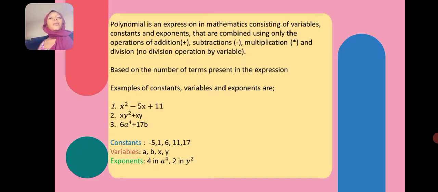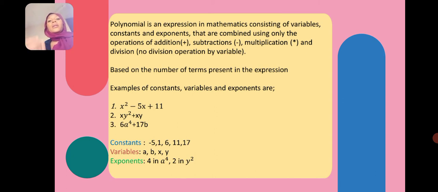Now, to begin with, we are going to learn what is polynomials. A polynomial is an expression in mathematics consisting of variables, constants, and exponents. They are combined using only the operations of addition, subtraction, multiplication, and division, based on the number of terms that are present in the expression.